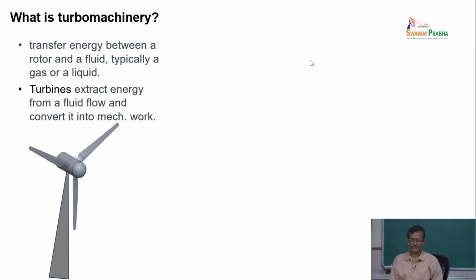So, what is the transfer of energy between a rotor and a fluid, typically a gas or liquid. A turbine extracts energy from a fluid flow and converts it into mechanical work, and finally we normally convert it into electricity. But in many cases we do not convert it into electricity, for example, if you want to use it for water pumping and groundwater lifting, then you can directly use this rotation for pumping groundwater, without converting into electricity.